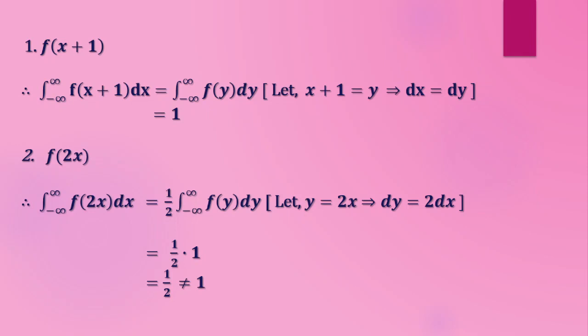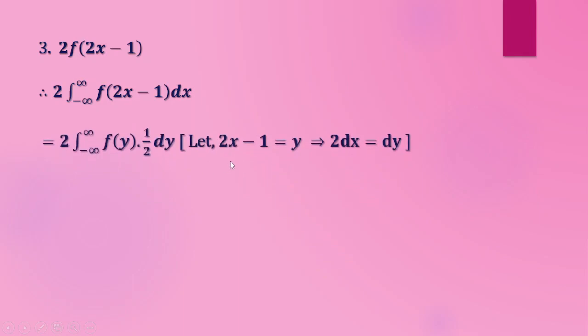And as it is a question from part B, in the examination hall we can stop here and conclude that option 2 is our correct answer. But here we are checking the other two options also. Our option 3 is 2 f(2x-1). Similarly, we can check it, and here let us take 2x-1 equal to y.